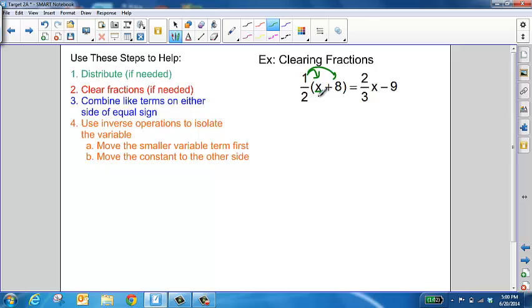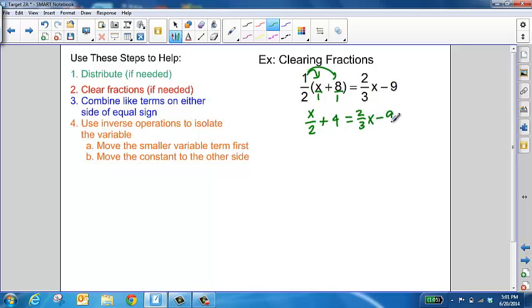Sometimes it's helpful to turn your terms into fractions so that you know that you are multiplying your numerators together and your denominators together. So this is going to give you 1x over 2, or just x over 2. And then 1 times 8 over 2 times 1 is going to give you 8 over 2, which divides down to 4.